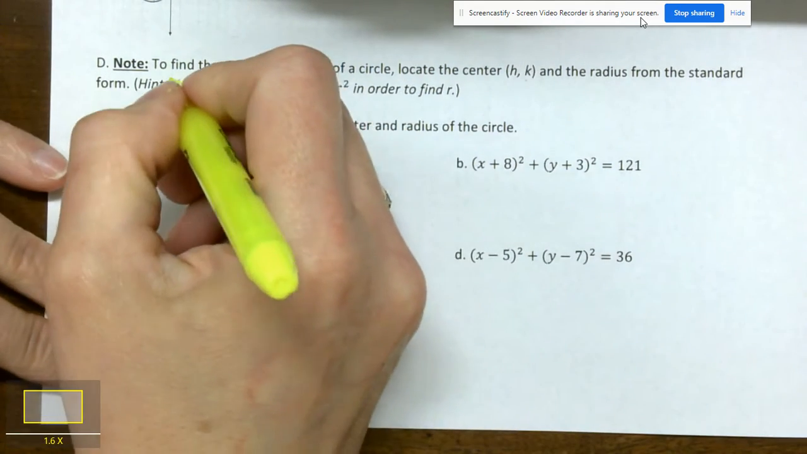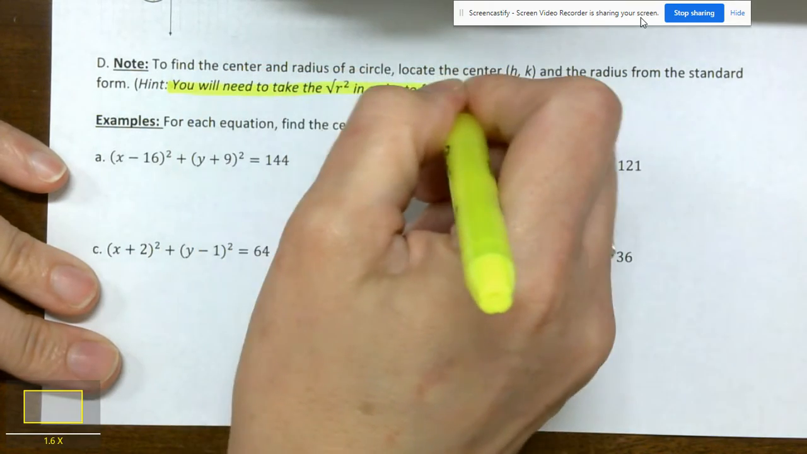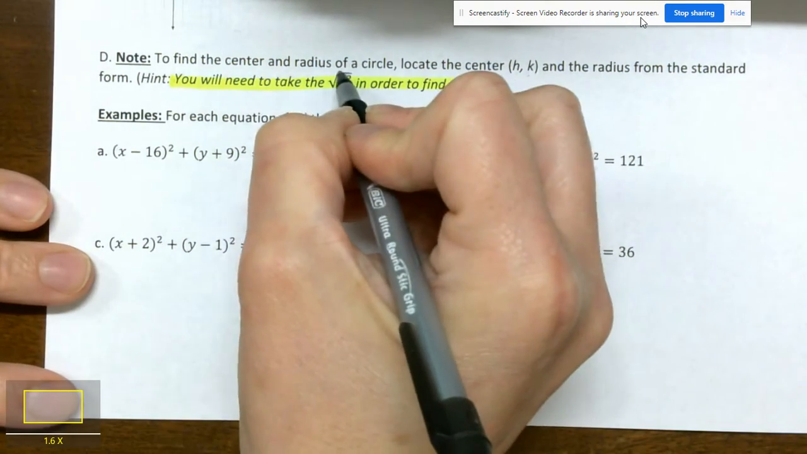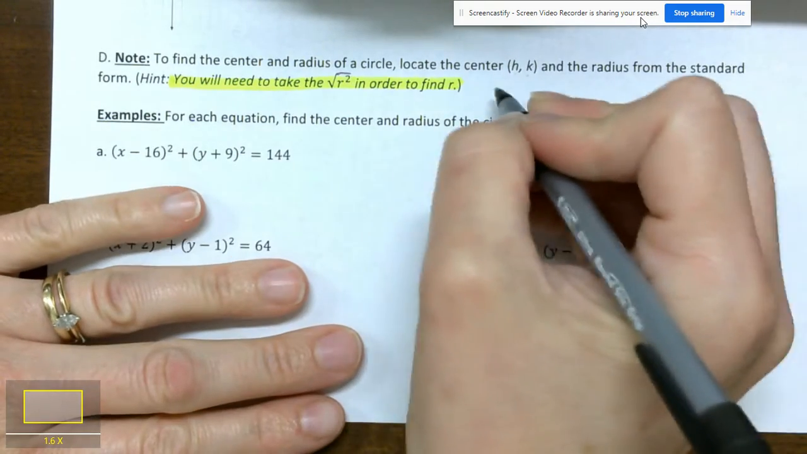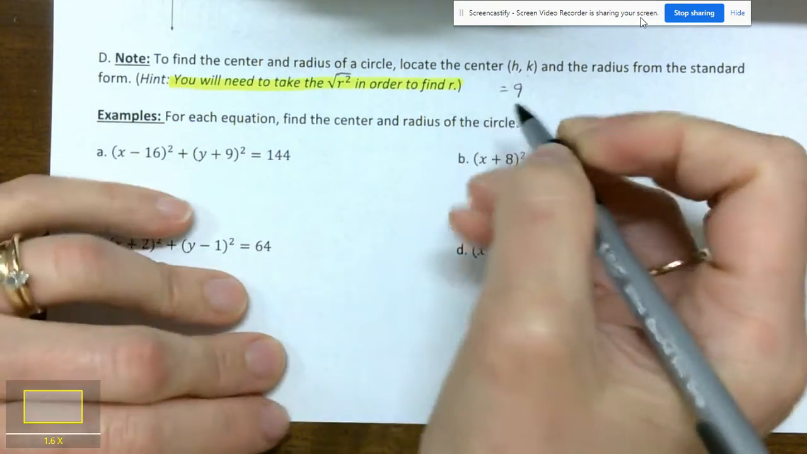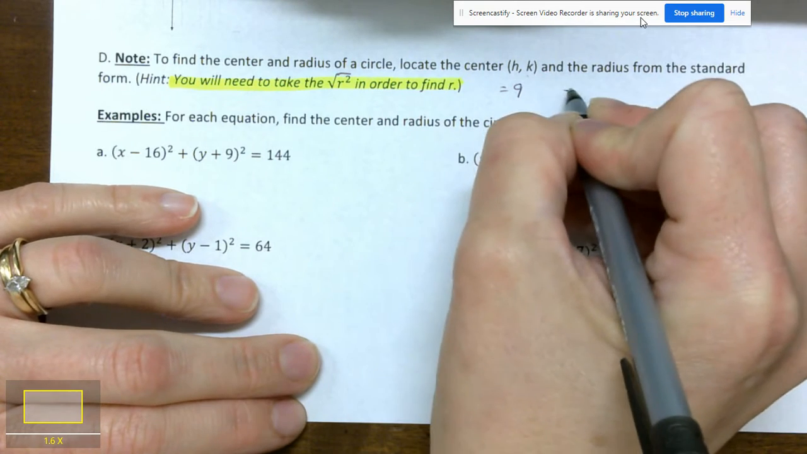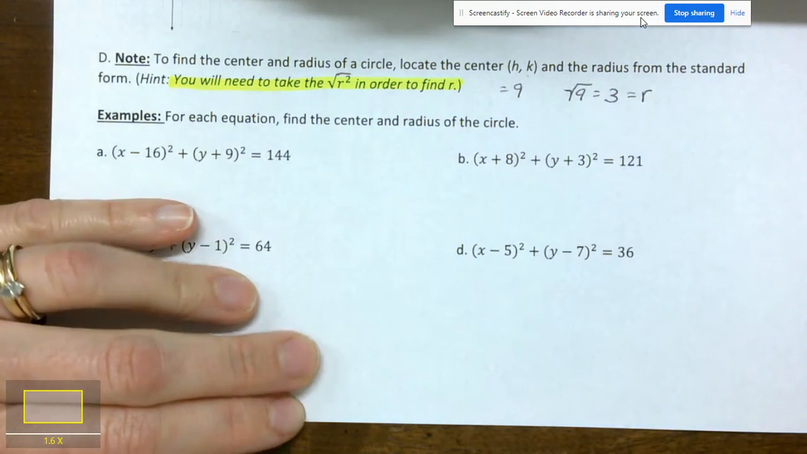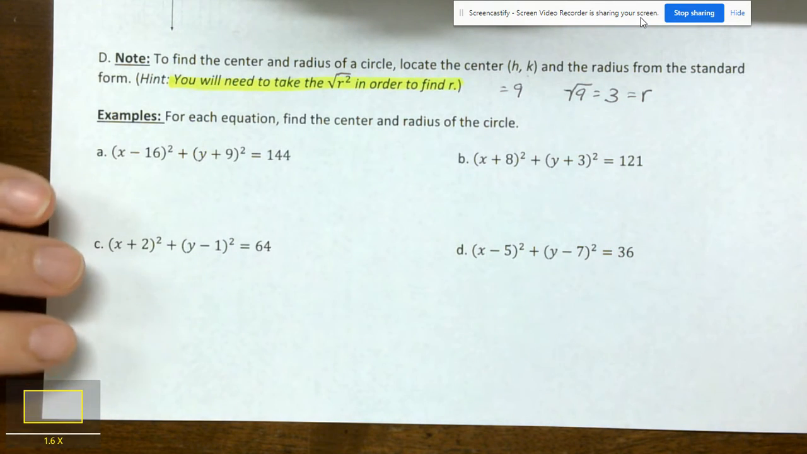In order to find r, you're going to have to take the square root of r squared, okay? So if your equation equaled 9, whatever is over on this side, then you would have to take the square root of 9, which is 3, to come up with your radius, okay? That's what I'm saying here.